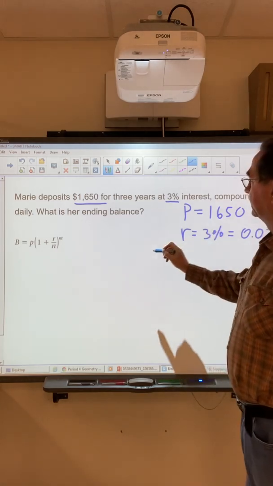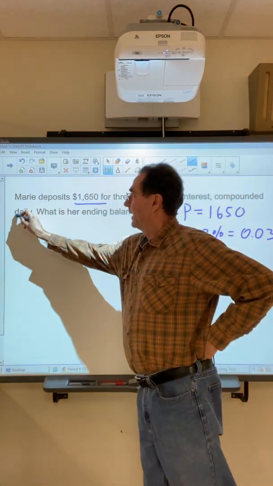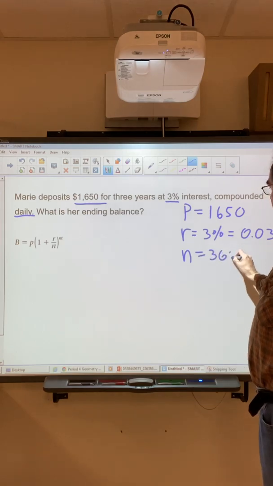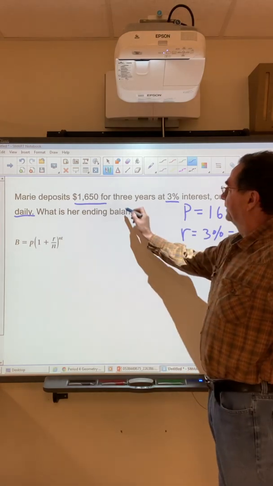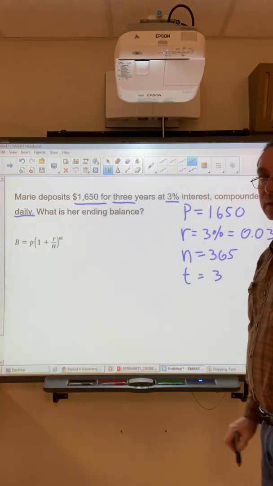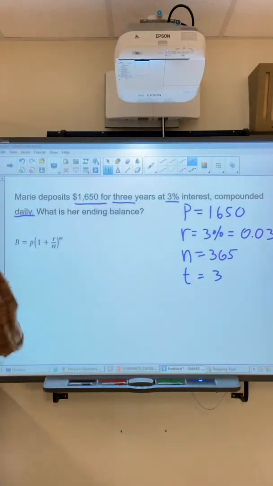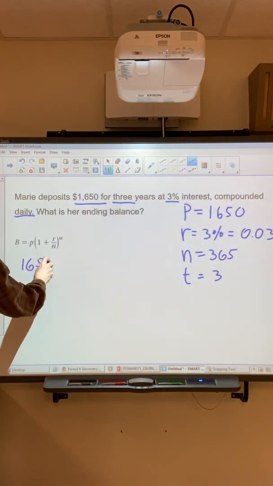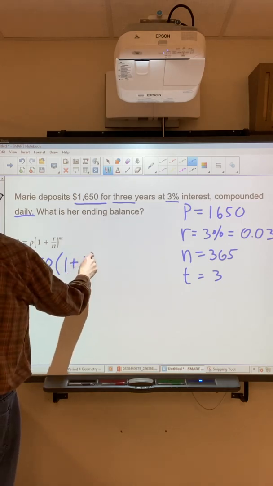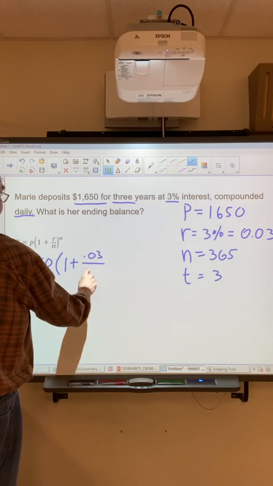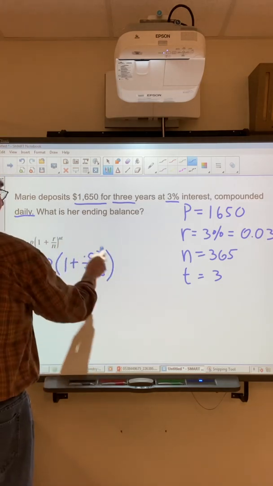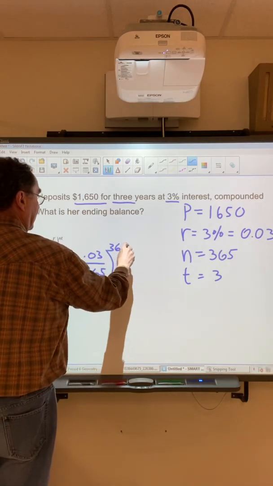N is the number of times it's compounded, and that's daily. N is 365 because it said daily, and then T, number of years, is 3. So we would do this formula by saying 1,650 times (1 plus 0.03 over 365) raised to the N times T, 365 times 3.